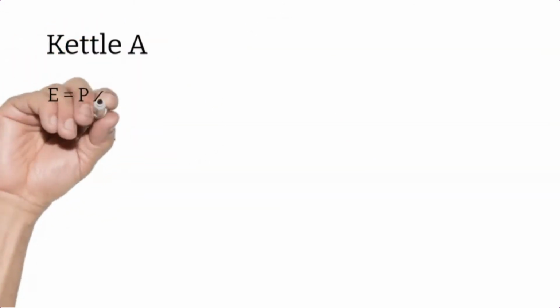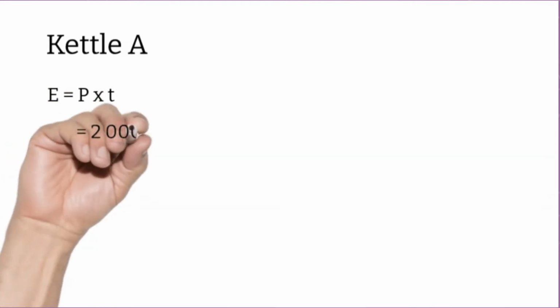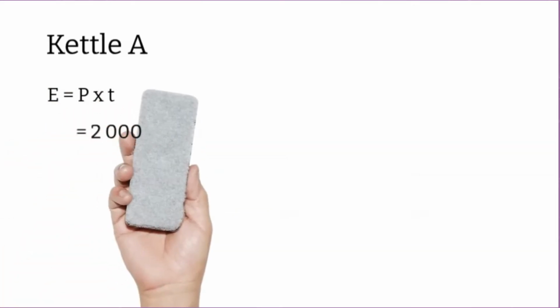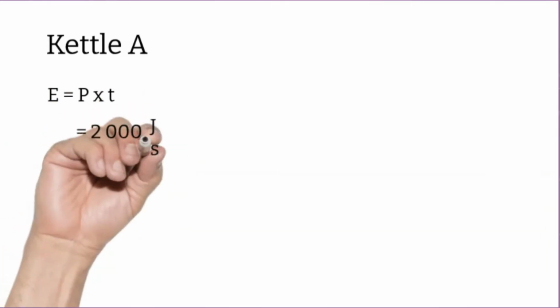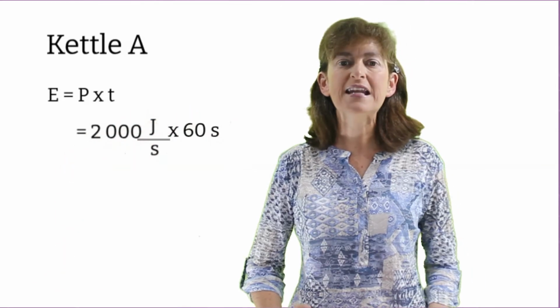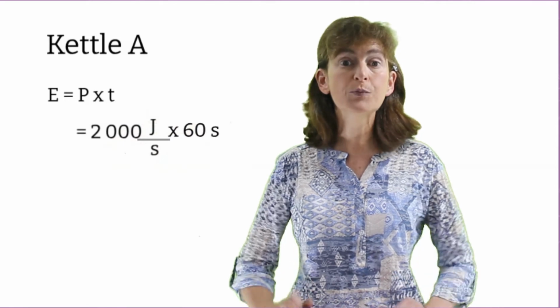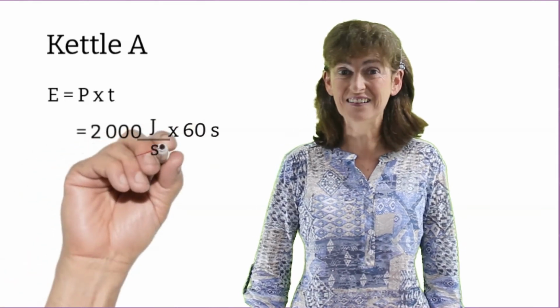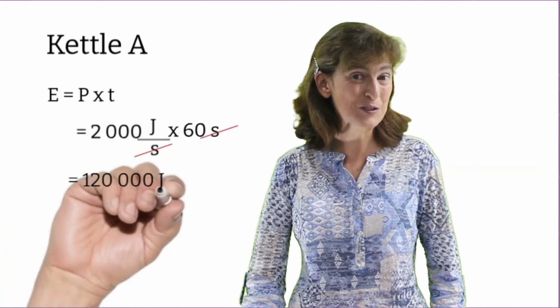Kettle A. Energy equals power times time equals 2,000 watts, which is 2,000 joules per second, multiplied by 1 minute, which is 60 seconds. Notice that if we give power in the unit joules per second and time in the unit seconds, then seconds cancel, and we're left with joules, which is the unit of energy. 2,000 times 60 equals 120,000 joules.